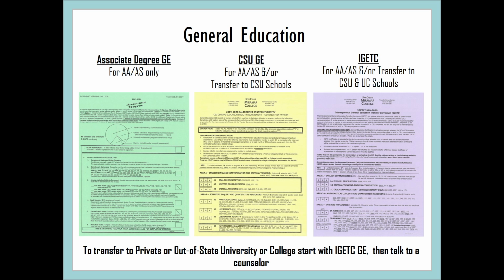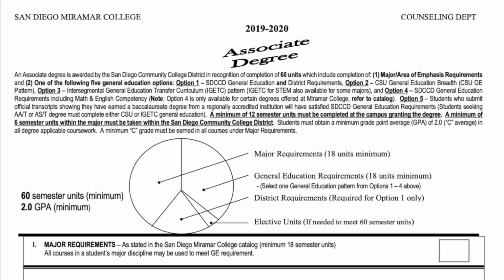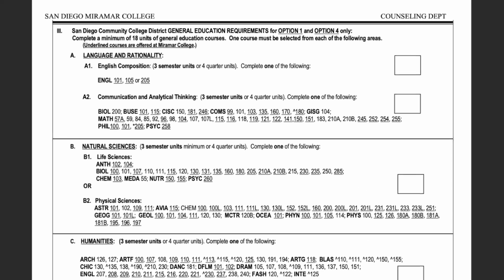In choosing a general education pattern, it is very important to determine your overall goals and objectives, as each pattern can provide students with the opportunity to earn an associate degree. The associate degree general education pattern is designed for students who intend on completing a degree from Miramar College or any of our sister campuses within the San Diego Community College District. To earn the associate degree, students must select a major, complete general education and district requirements, must have at least 60 degree applicable units, and a minimum GPA of 2.0. This pattern consists of 4 areas and a minimum of 18 general education units.